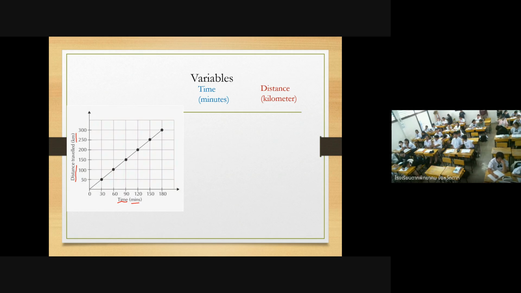So again, the variables that we're dealing with are the time in minutes and the distance in kilometers. We have 30 minutes, 60 minutes, 90 minutes, 120, 150, and so on. Okay? And we have 50 kilometers for this one, 100 kilometers, 150 kilometers, and so on.